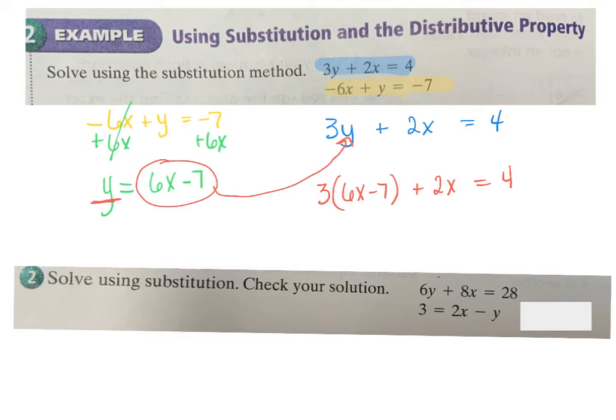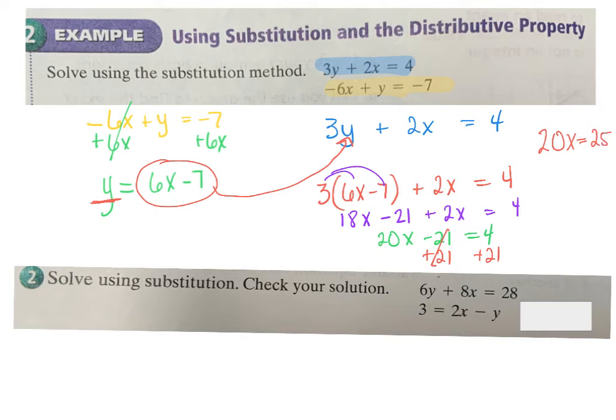And I still have something that's rather easy to solve, all right? My steps here: distribute the 3. 3 times 6x is 18x. 3 times negative 7, negative 21, plus 2x equals 4. All right? Combine my like terms, my 18 and 2. 20x minus 21 equals 4. All right? And I'm going to add my 21 over. 20x equals 25.